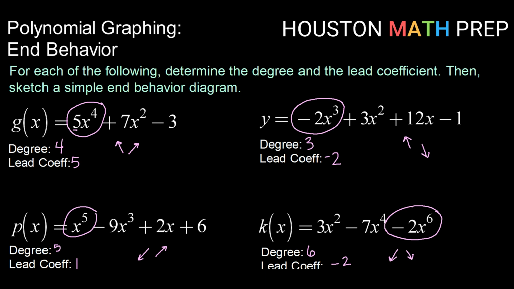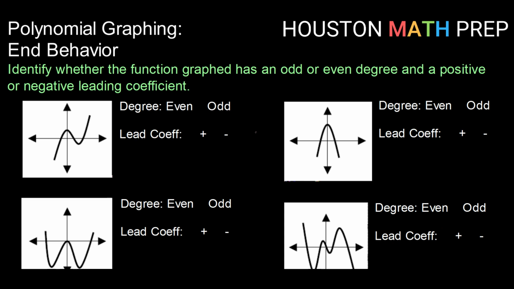Okay, so that's how we find end behavior from an equation. Let's now try to do the opposite. Let's say that we have polynomial graphs that are shown to us. We're going to look only at the end behavior and try to determine if the degree is even or odd, and if the lead coefficient is positive or negative.